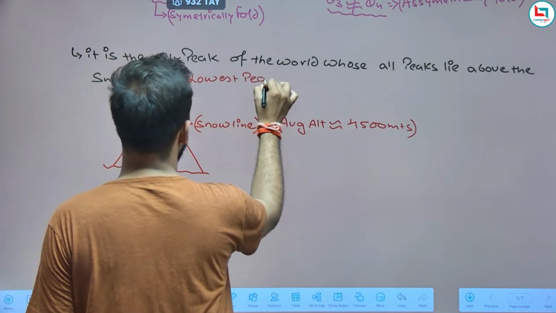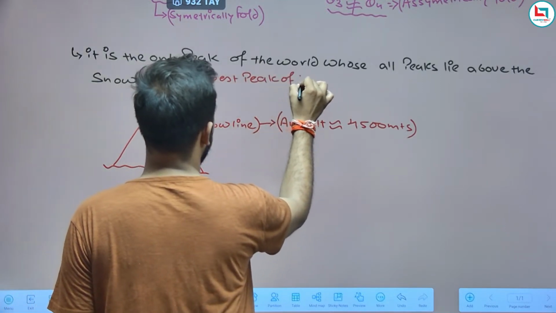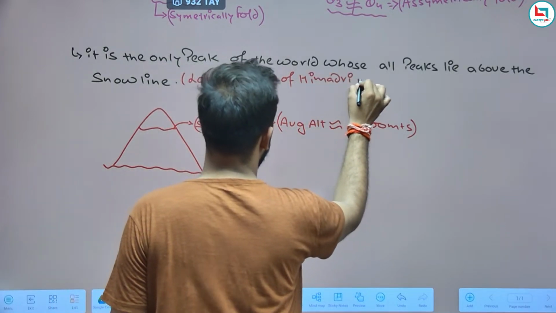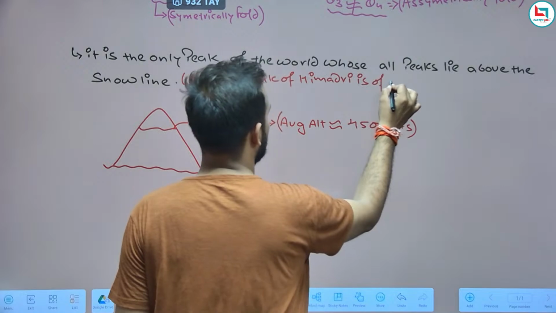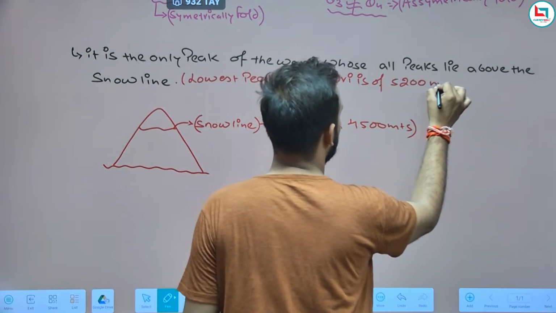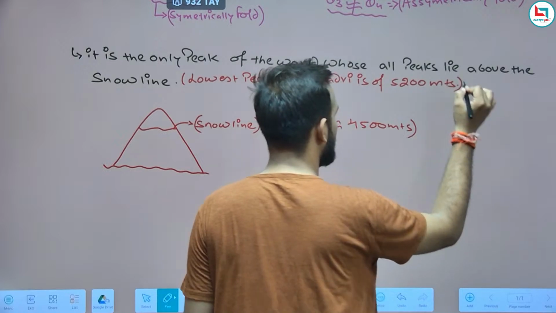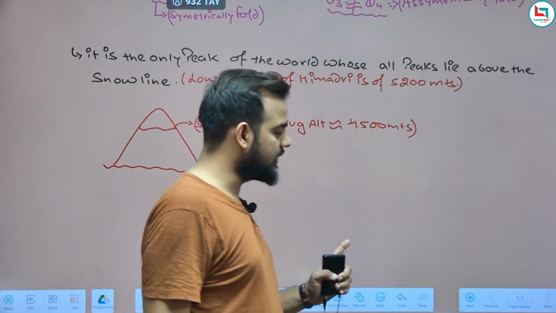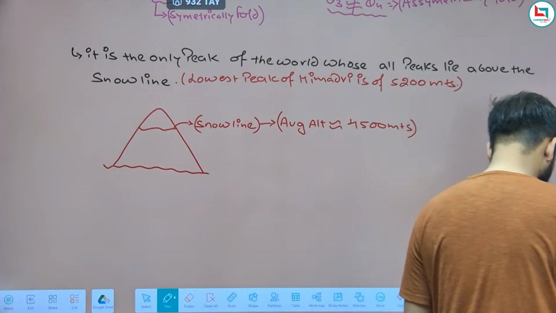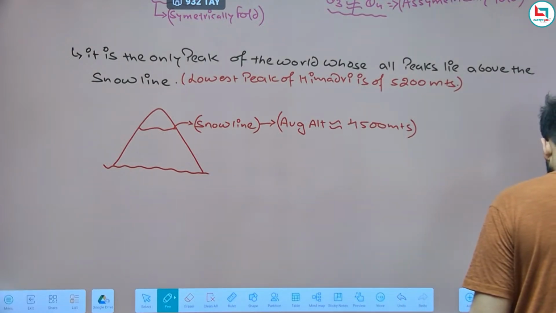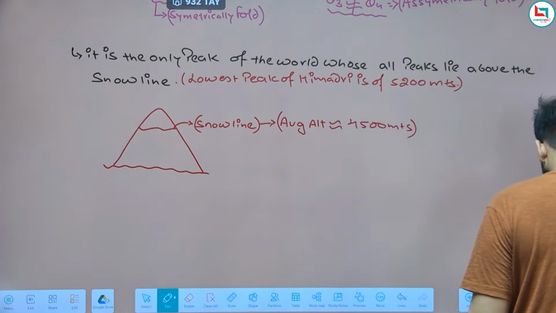Lowest peak of Himadri is of 5,200 meters. Remember this thing. These are the things that we people need to understand. So are we good about these things, guys? Do let me know in the comment section whether we are good about these things or not.